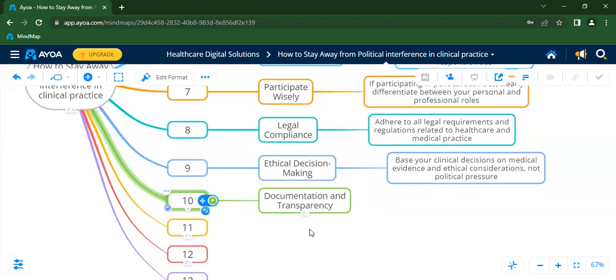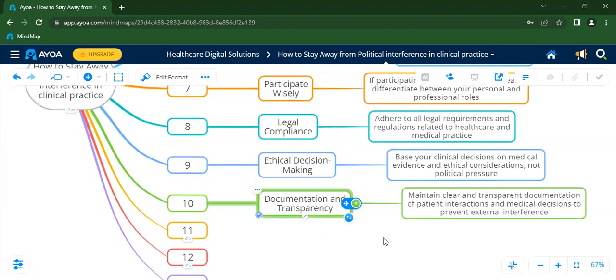Then extending the same point, you have to have a strong documentation and transparency policy so that you are maintaining all the records very clearly and transparently, and it is available for any kind of scrutiny either by any legal agency, or let it be any political person or a political party.